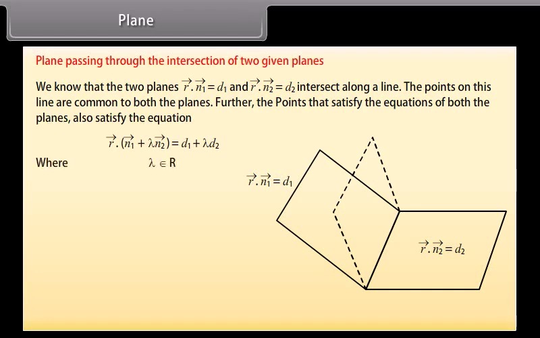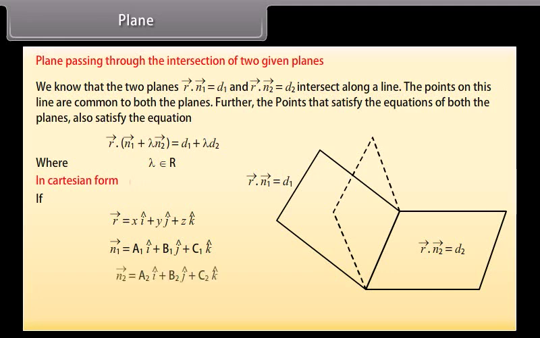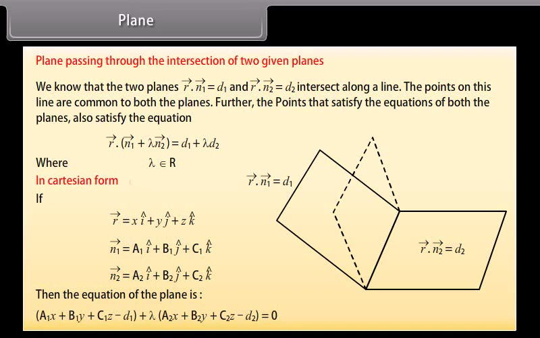In Cartesian form, if vector r equals x i cap plus y j cap plus z k cap, vector n1 equals a1 i cap plus b1 j cap plus c1 k cap, vector n2 equals a2 i cap plus b2 j cap plus c2 k cap, then the equation of the plane is (a1x plus b1y plus c1z minus d1) plus lambda times (a2x plus b2y plus c2z minus d2) equals 0.